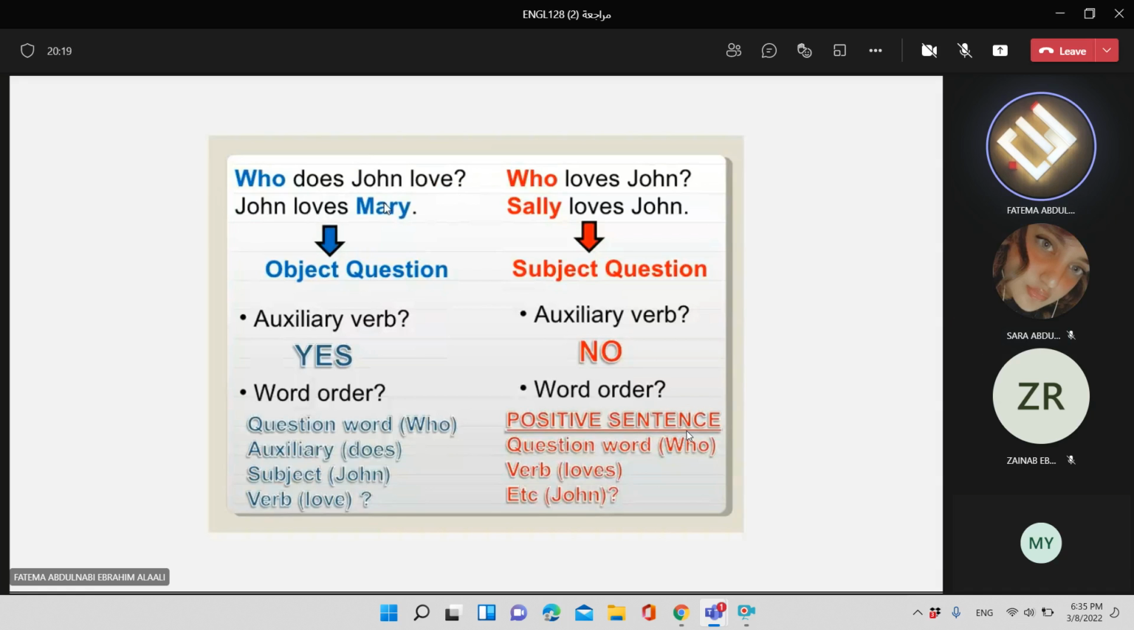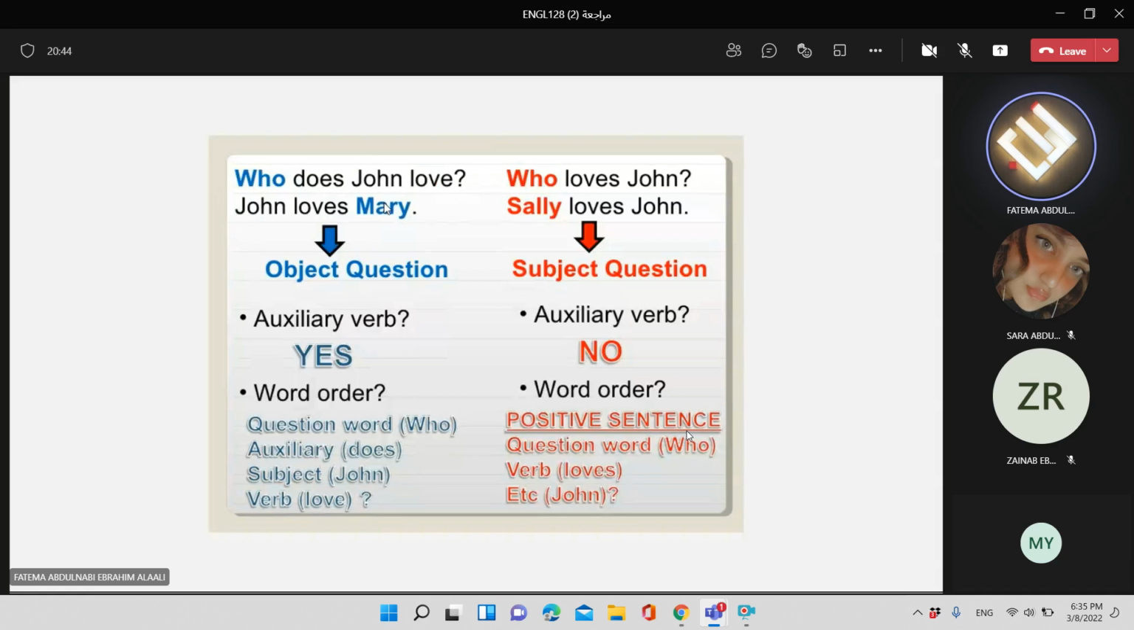If the object was a person, we use who. If it was a place, we use where. If it was a time, we use when. If it was a thing, we use what, and so on. This is the first thing. The second thing is which helping verb we use. If the sentence is in the present simple, we use do or does.